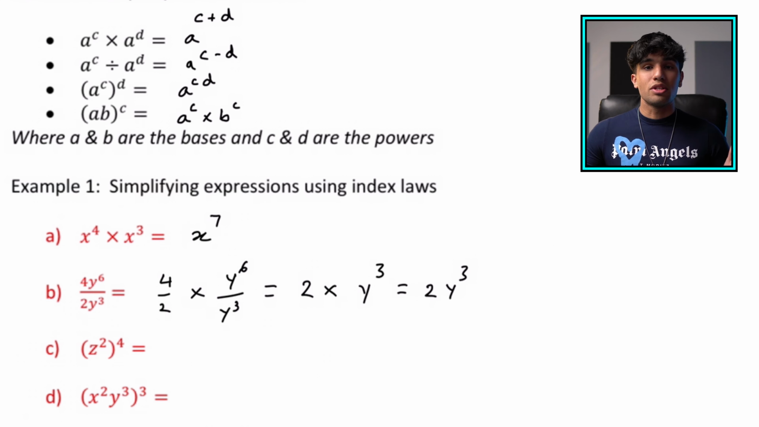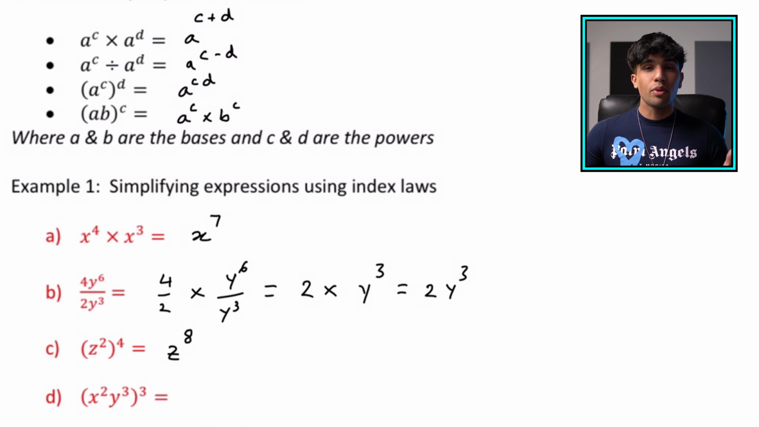Question C is using our third index law, where we have z to the power of 2, and that whole term has been raised to the power of 4. In this case, we multiply our indices together, giving us z to the power of 4 times 2, which can just be written as 8.